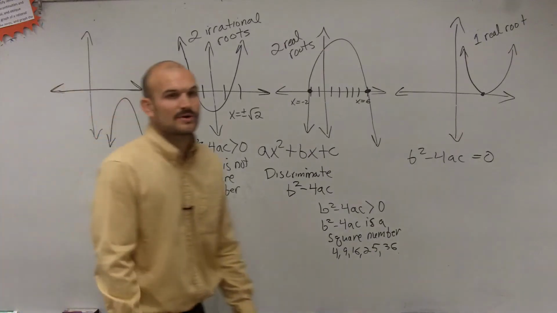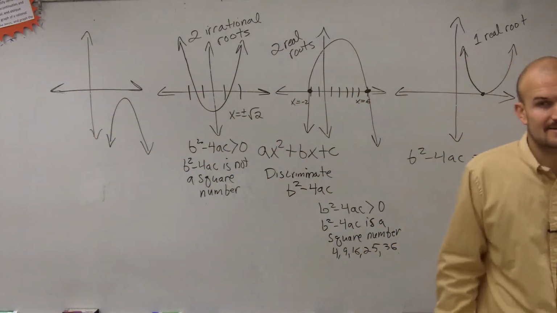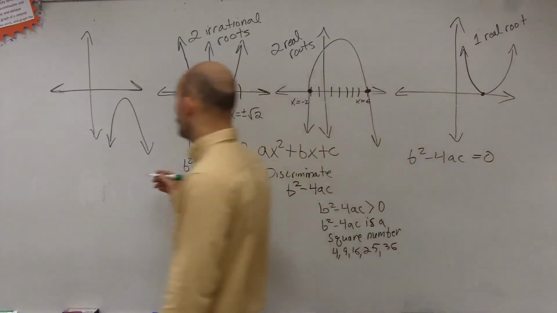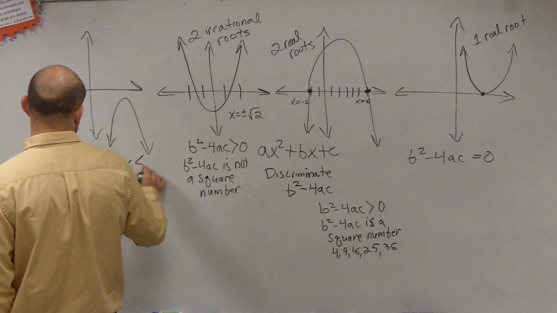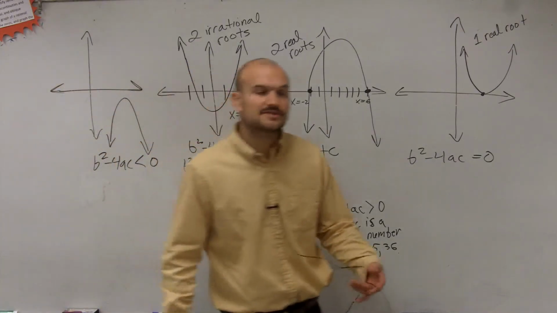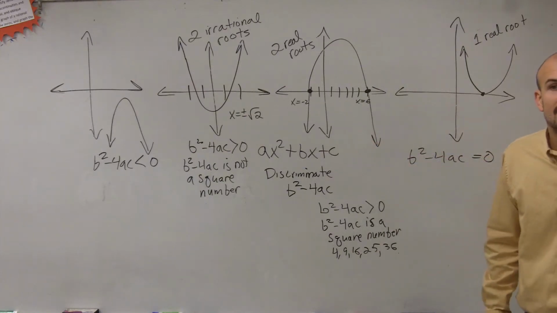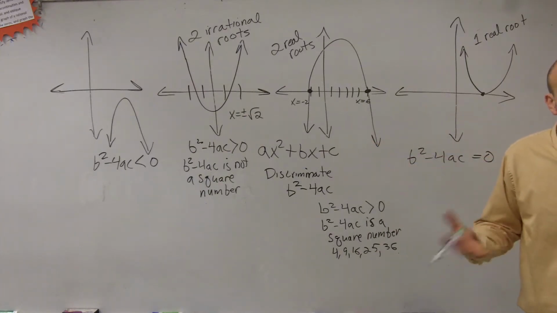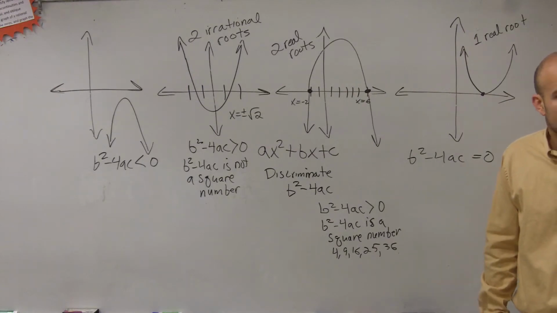Now, lastly, we're going to look at when we are going to have our negative, our complex. And this one's pretty simple. You're going to have complex roots when b squared minus 4 times a times c is less than 0. I don't care if it's a square number or not. Whenever b squared minus 4 times a times c is negative, you know your roots are going to include i, or your imaginary complex numbers.